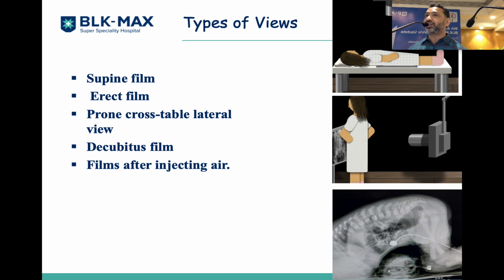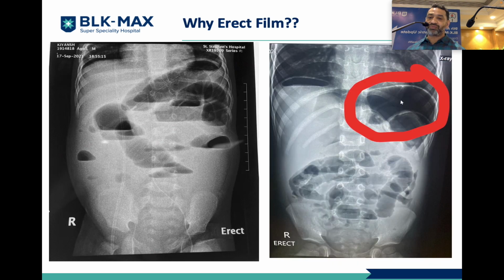Prone cross-table lateral view is usually performed in patients with anorectal malformations. Now we don't prefer doing invertograms, we prefer doing cross-table lateral views. If the child is critical and cannot be positioned erect, then you can always take a decubitus film to see the free air under the abdominal wall.